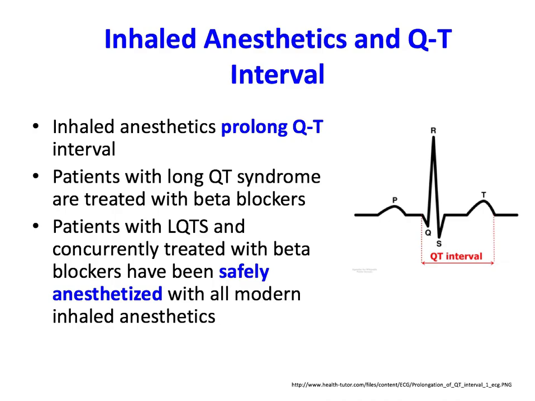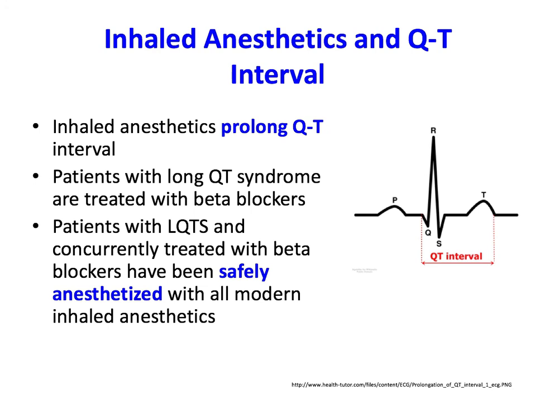Inhaled anesthetics and the QT interval. Inhaled anesthetics do prolong the QT interval, as shown on the far right, the QT interval being from the Q wave just before the QRS complex to the end of the T wave. And patients with long QT syndrome are at risk for torsades de pointes or multiform ventricular tachycardia. In these patients, we do our best to avoid any medications, such as antiemetic medications, many of which prolong the QT interval, droperidol being one of the classic ones.